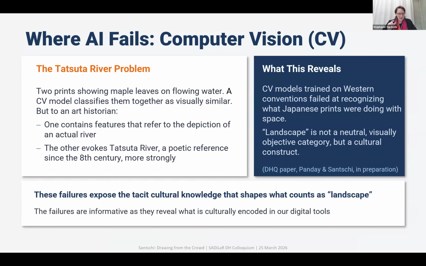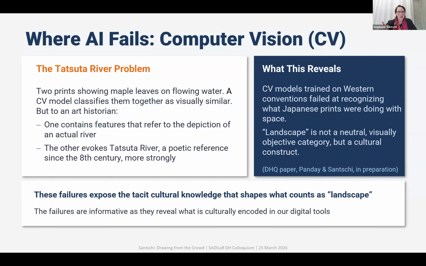And that failure is actually a really interesting finding. And at the moment, I'm trying to write this up with my collaborator, Himanshu Pandey. It reveals that landscape isn't a visually objective category. Instead, it's culturally constructed. It is dependent on pictorial conventions, which are specific to each tradition, each culture. This isn't a failure we can fix by adding more training data. The problem is structural. The category itself encodes assumptions about what representation is for.